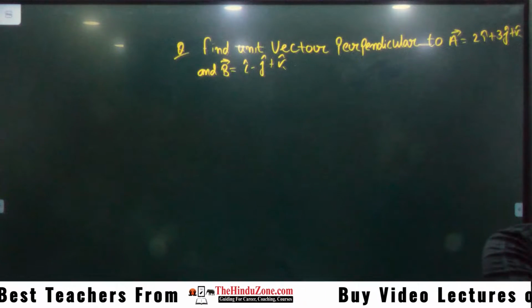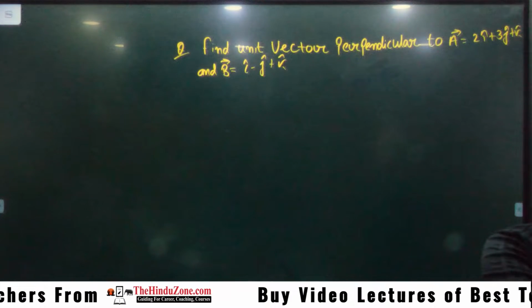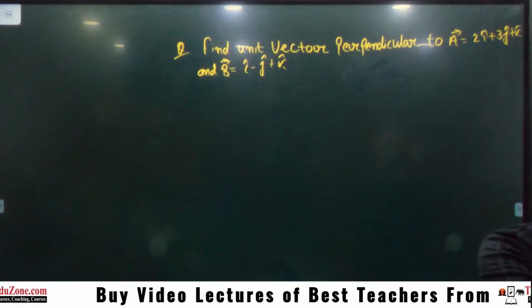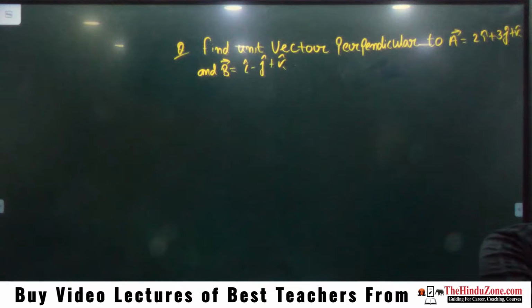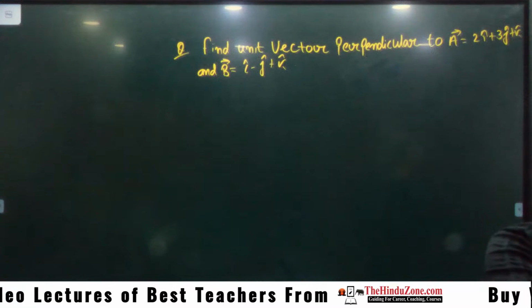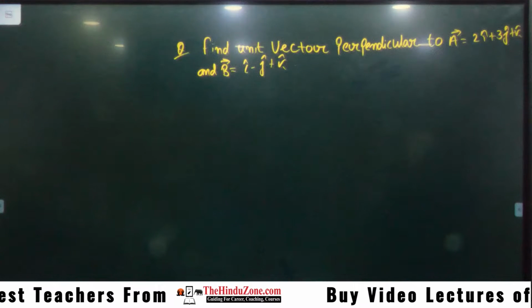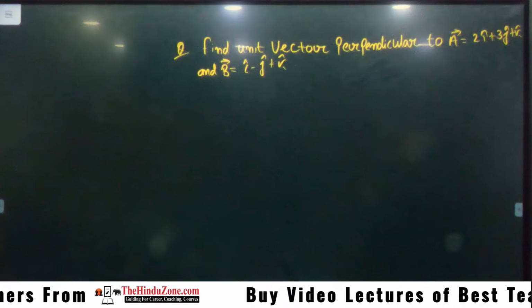Sir, tell the answer too. Yeah, you tell me. Sir, 4 I cap minus 1 J cap minus 5 K cap upon root 40. Very good. Ram, Zoya, Gauranshi.